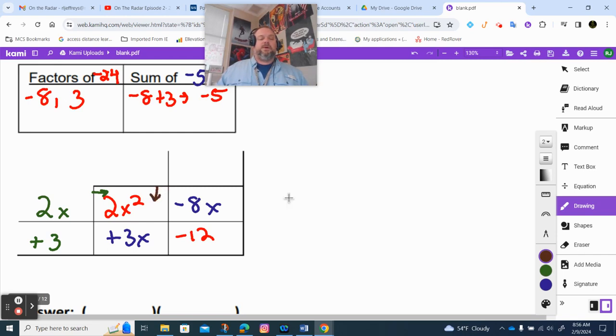So now we're going this way. That's positive. What's the only thing I can take out of this column together? Just the x, yeah. If you put the 1, that's fine.